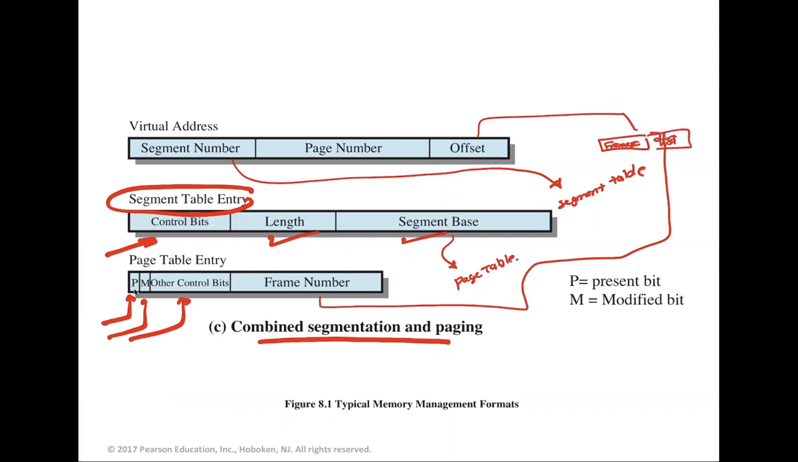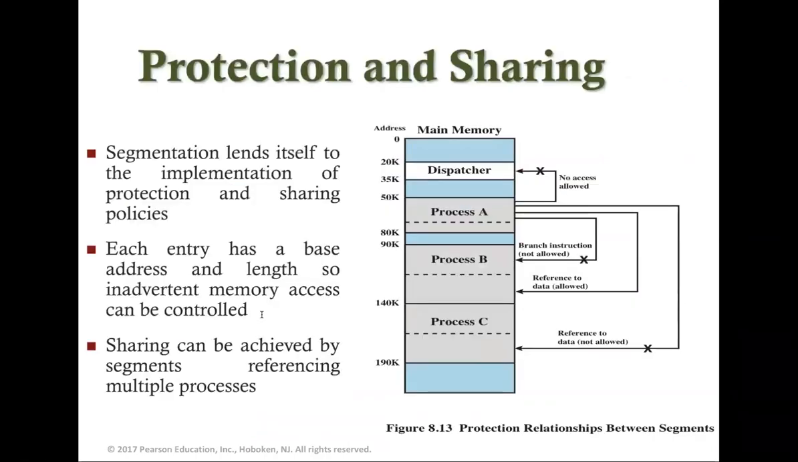To compose our real address. This is how the address translation is conducted in combined paging and segmentation scheme. As we have seen so far, segmentation lends itself to the implementation of protection and sharing policies. And because each segment table entry includes a length as well as a base address, a program cannot actually access a main memory location beyond the limit of the segment, which has to be within the length of the segment.